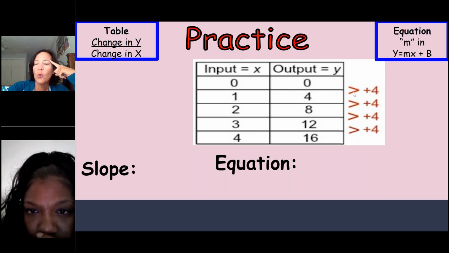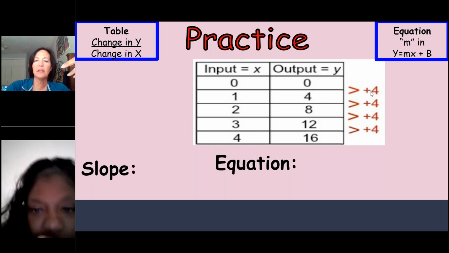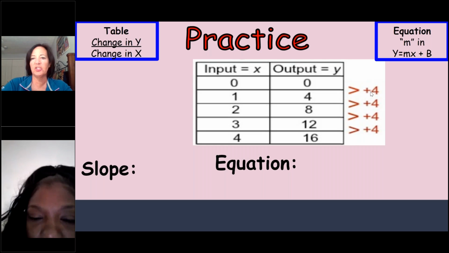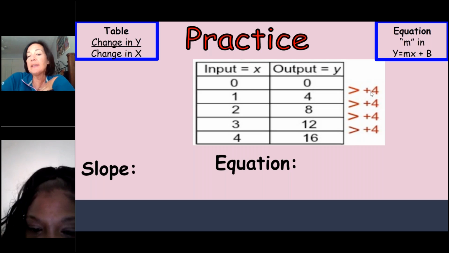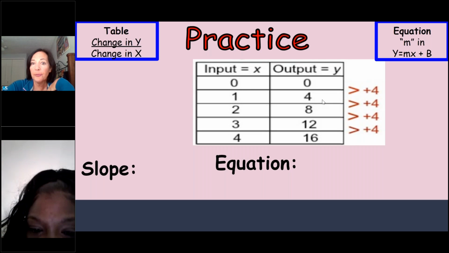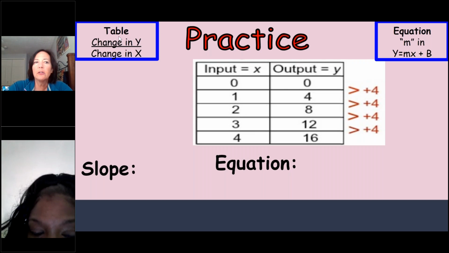So from 0 to 4, it went up by 4. Check the whole table, because sometimes someone will throw in a non-linear relationship, and that might be something you have to identify. But from 4 to 8, it went up another 4. From 8 to 12, it went up another 4. 12 to 16 went up another 4. So here in our little formula, change in y, every time it's going up by 4. So that would be a 4.